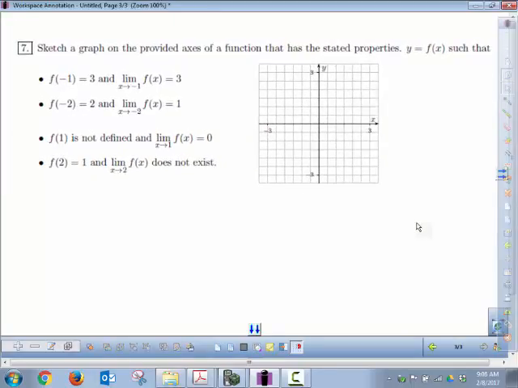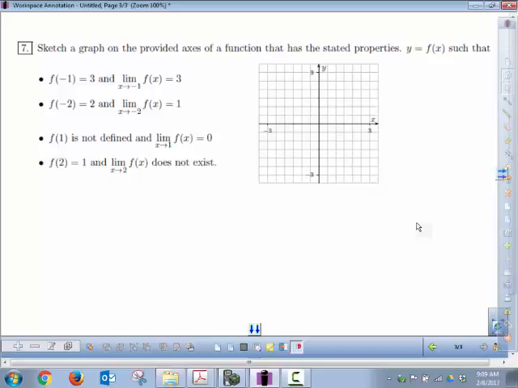So it says here to sketch a graph on the axes that has the following properties. So f of negative 1 is equal to 3. By the way, this is a really common problem that you'll see in your calculus book. Hughes Hallett book has these kinds of problems a lot. Okay, so f of negative 1 is equal to 3, and then the limit as x approaches negative 1 is also equal to 3. F of negative 2 is 2, but the limit is going to equal 1.